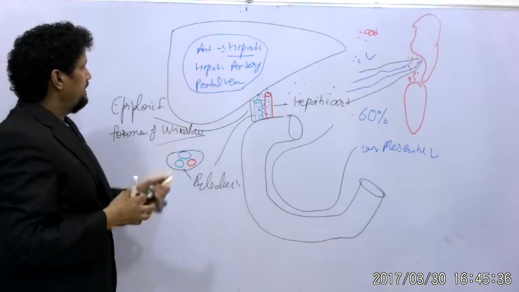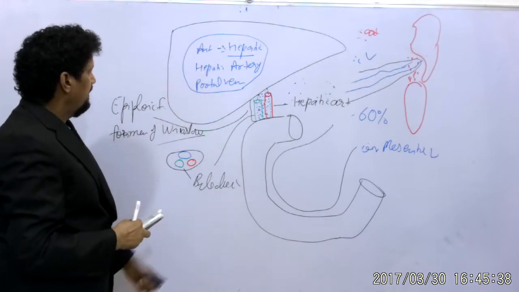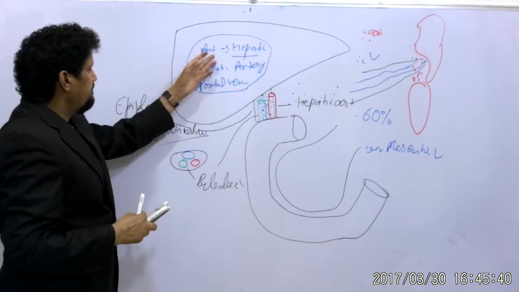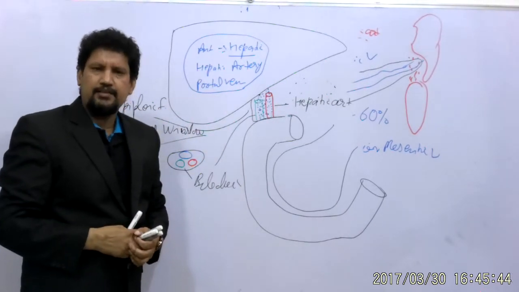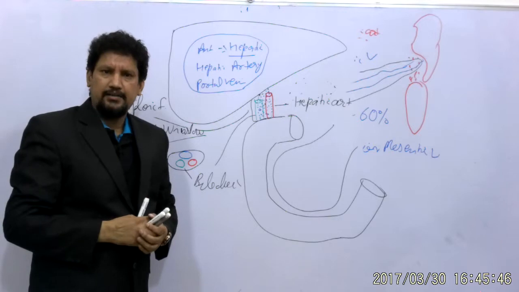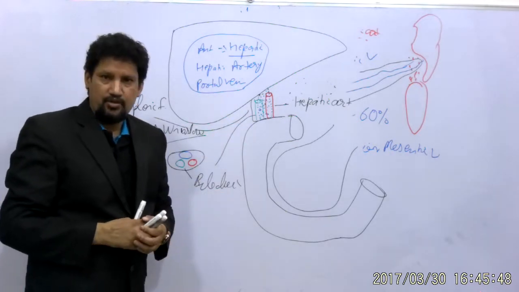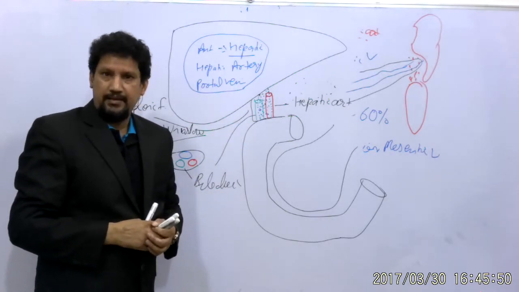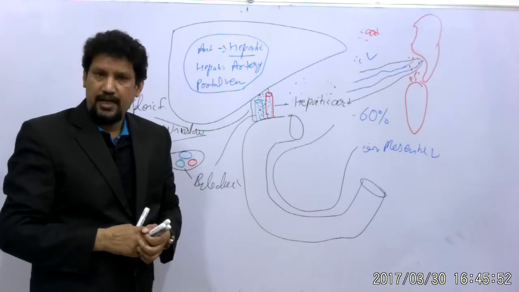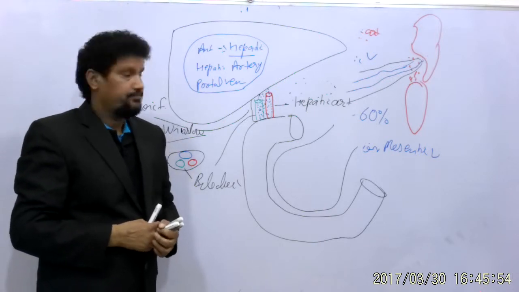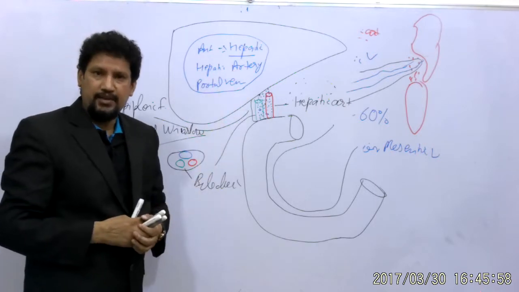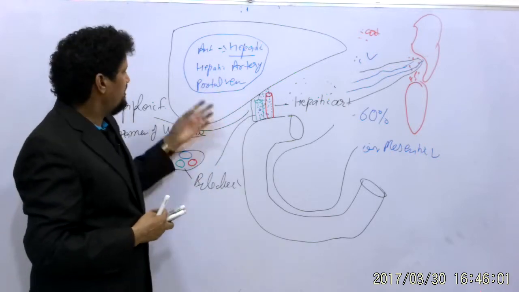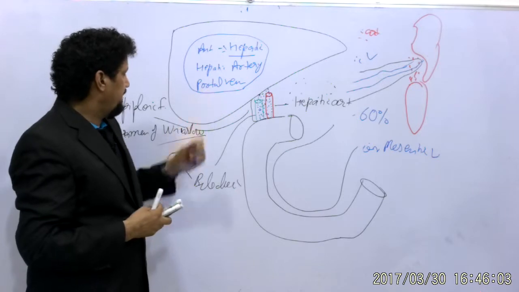Anteriormost is the hepatic duct. This hepatic duct is bringing bile, and the right and left hepatic ducts join each other and form the common hepatic duct, which ultimately joins the cystic duct and forms the common bile duct. Posterior to this hepatic duct is the hepatic artery, that is the middle one, and the posteriormost is the portal vein.